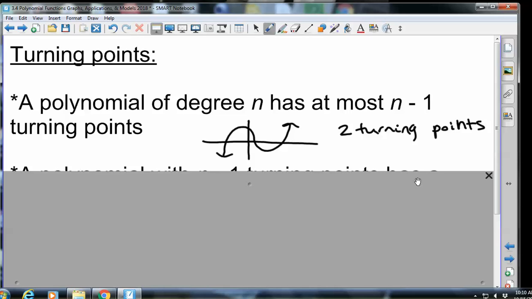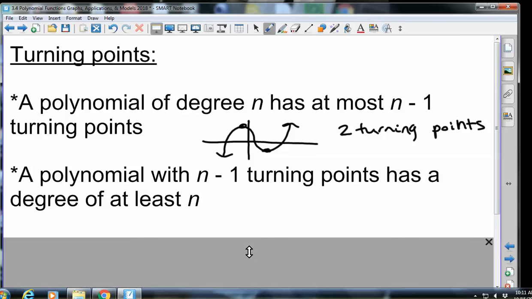The most turning points you can have is one smaller than your degree. So if you have 2 turning points, it has to be at least x to the 3rd. Now it could be bigger. It could be x to the 4th, x to the 5th, x to the 6th, but that's the smallest. These turning points are right here. What's another name we could give for those? Those are maximums and minimums. So maximums and minimums, turning points, it's just where your graph is changing direction, and it's based on your degree.